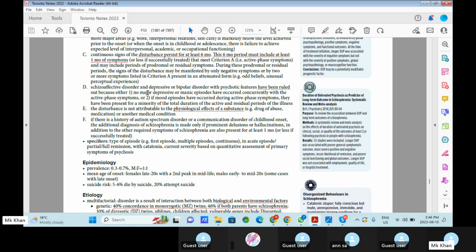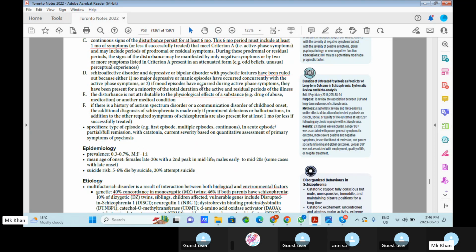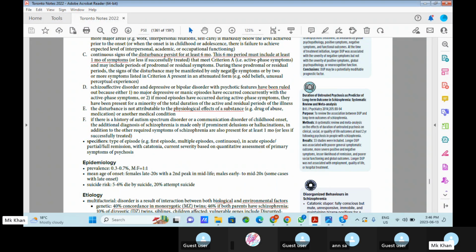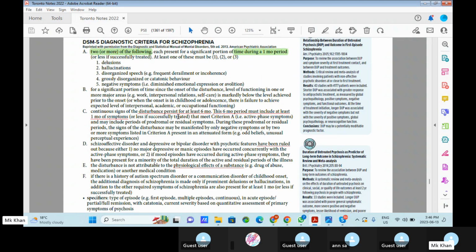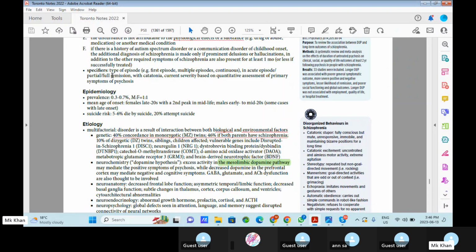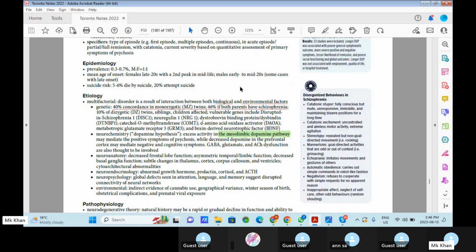And then schizoaffective disorder and depressive or bipolar disorder with psychotic features have been ruled out. So it is important to rule out all the other ones, like major depression with psychotic features and all that. And then it is not attributable to substance abuse. If there is a history of autism spectrum or another disorder, that should be ruled out. So when all these are ruled out, and these criteria are met, then the patient can be diagnosed as schizophrenia. And then specify the type of episode, first episode or multiple, depending on the patient's condition.